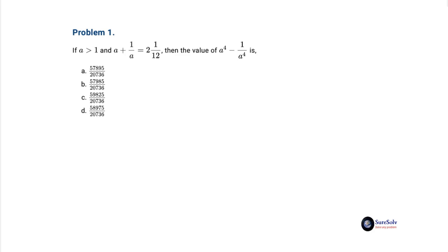So a minus 1 by a whole square will be 49 by 144, which is 7 square by 12 square. A minus 1 by a will be equal to 7 by 12 because a is greater than 1. In comparison, to get the value of a square plus 1 by a square, we would have to subtract 2 from 25 square by 12 square. The numerator would have been 25 square minus 2 into 144. None of these two terms would have a common factor with the denominators. And the same is true for the other two factors in the numerator, 25 and 7. We ignore the denominators altogether because in all the four choices, the denominator values are the same.